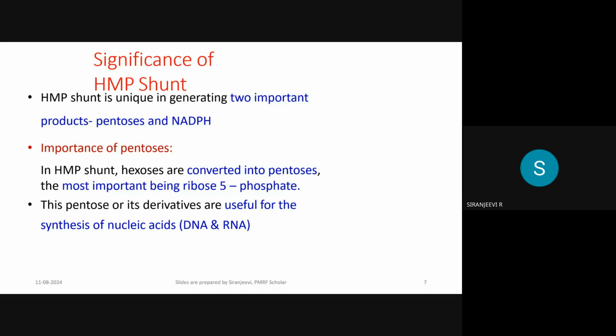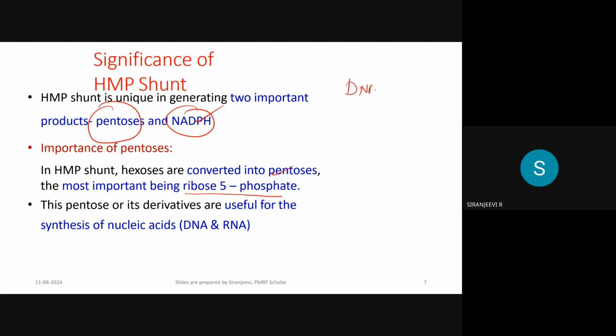So the HMP shunt pathway, as we usually call it, generates two main products that I already told you: one is the pentoses, another one is NADPH. The hexoses are converted into pentoses in the overall pathway. The most important pentose that we always call is ribose 5-phosphate. Ribose 5-phosphate we already know.